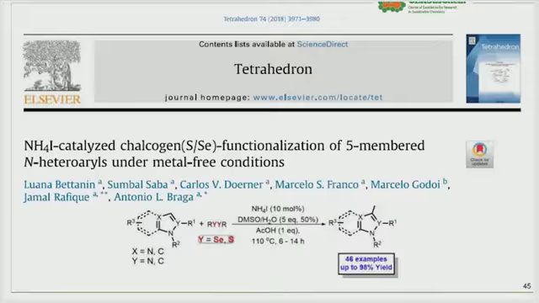Very recently, we also tried to change this catalytic system to other salts, for example, ammonium iodide. What we found is that 10 mol percent of ammonium iodide in a mixture of DMSO and water, 50%, with 1 molar equivalent of acetic acid, at 110 degrees centigrade and 6 to 14 hour reaction time, we can access regioselectively our heteroarene-substituted chalcogenide products.